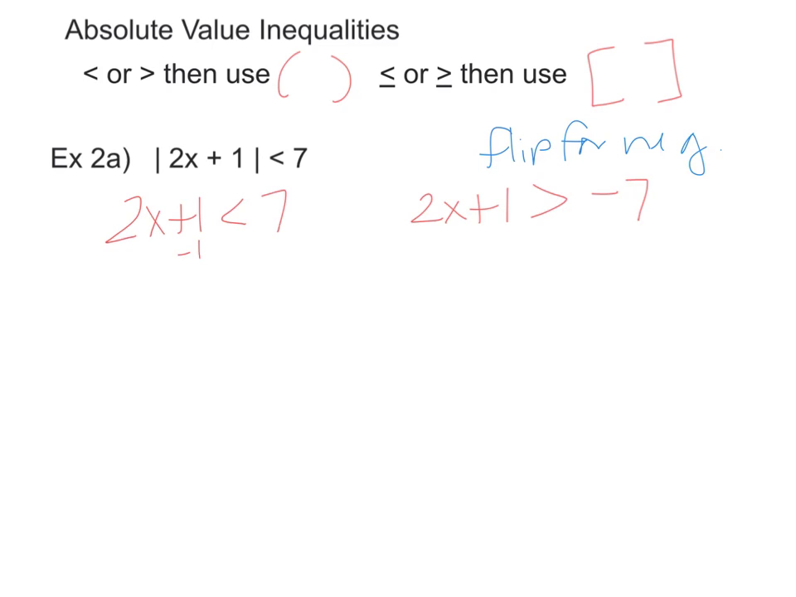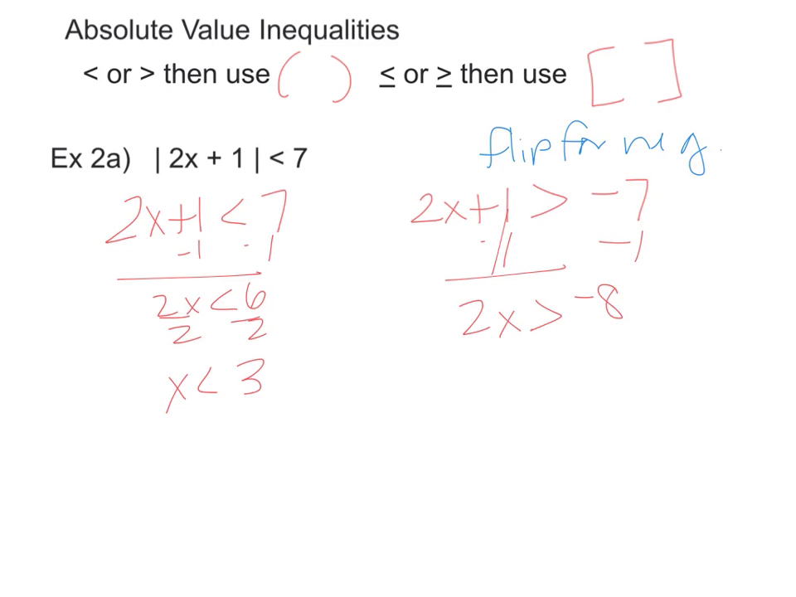So then all you have to do is solve each one. Subtract 1 from both sides, and you have 2x is now less than 6. Divide both sides by 2, and x is less than 3. Subtract 1 from both sides here, and you have 2x is greater than negative 8. Divide both sides by 2, and x is greater than negative 4. That's when you plot it on a number line.